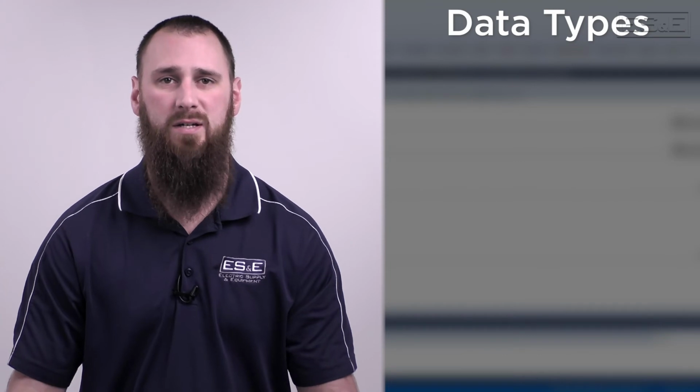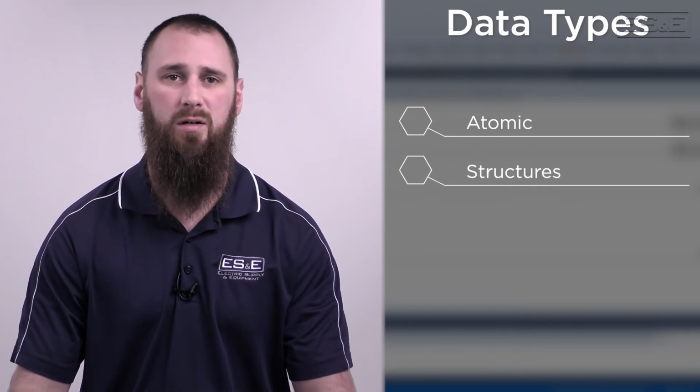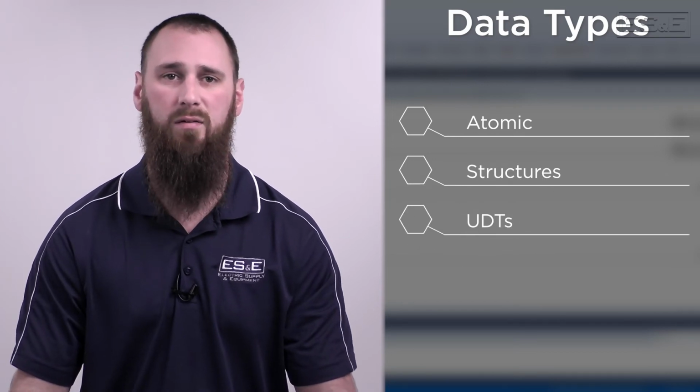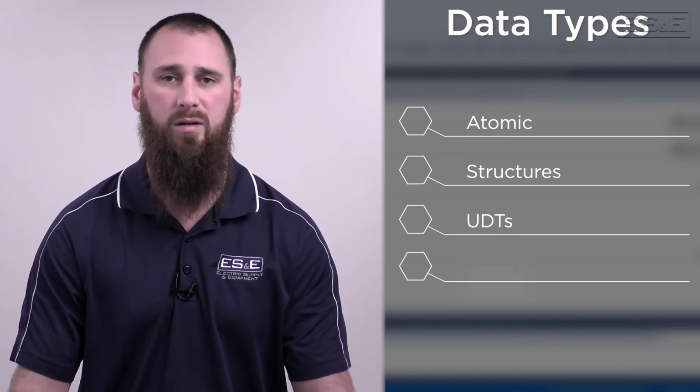Studio 5000 has four main data types, which are atomic, such as bool, dint, and real, structures, which are timers and counters, UDTs, which are comprised of atomic types, and arrays.